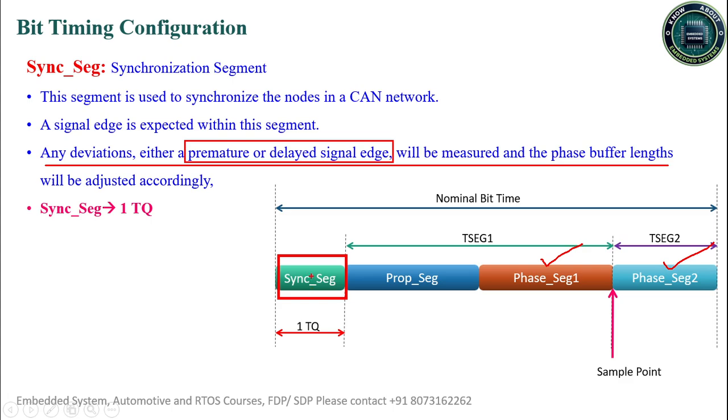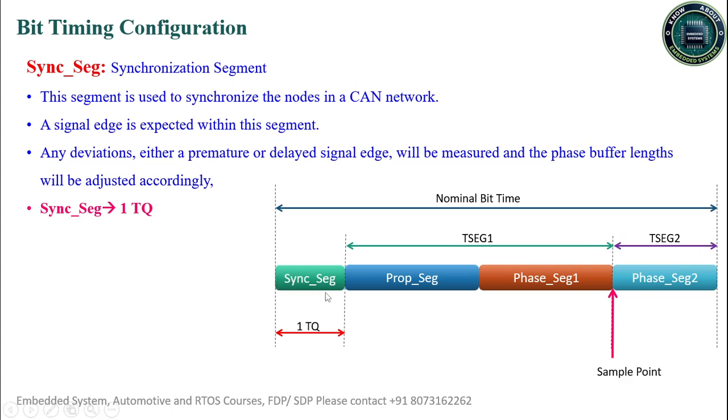So what is the ultimate conclusion here? The sync segment is the synchronization segment, and every signal should align here. If there is any misalignment, then we have to adjust phase segment buffer 1 and phase segment buffer 2. The delayed or premature signal edge detection should be adjusted in phase segment buffer 1 and buffer 2. And this synchronization segment, the sync segment, will take one time quanta value.